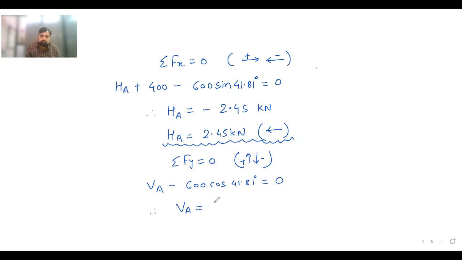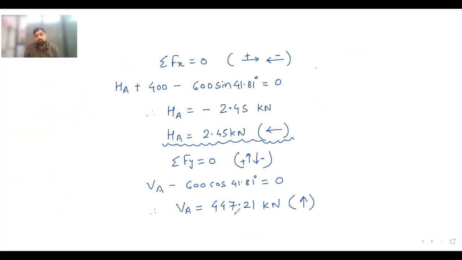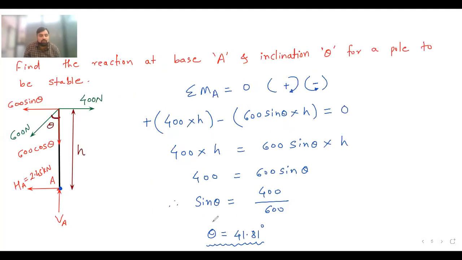447.21 kilonewton. Are you getting the positive answer or negative answer? Positive. So here our assumed direction is correct. Whatever we have earlier shown, VA is moving upward, it is correct because we got the positive answer. So this is the reaction HA and VA.